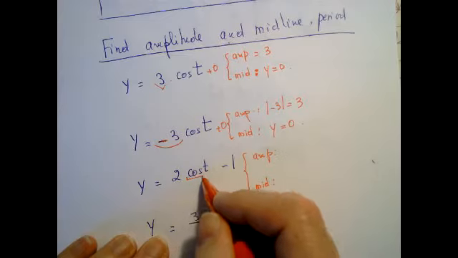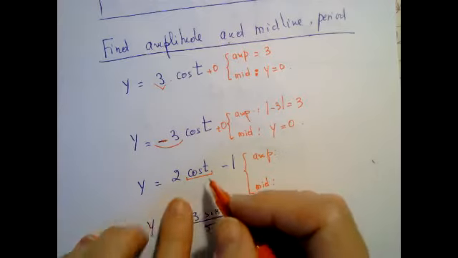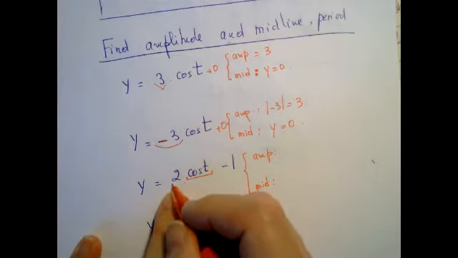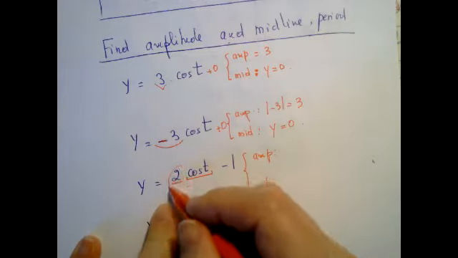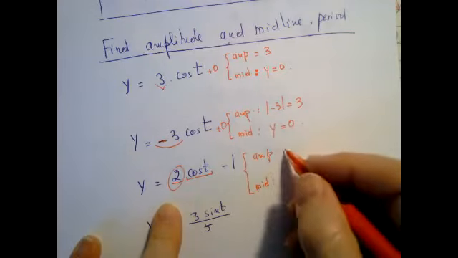The amplitude is, you look at your cosine and you ask yourself, what did I do to the cosine? I multiplied it by 2. It means I stretched the cosine by 2. This is going to be my amplitude.